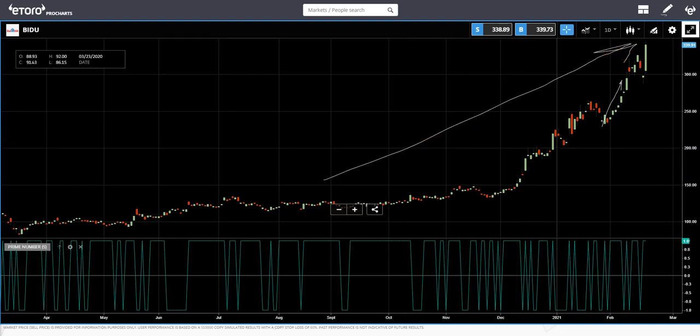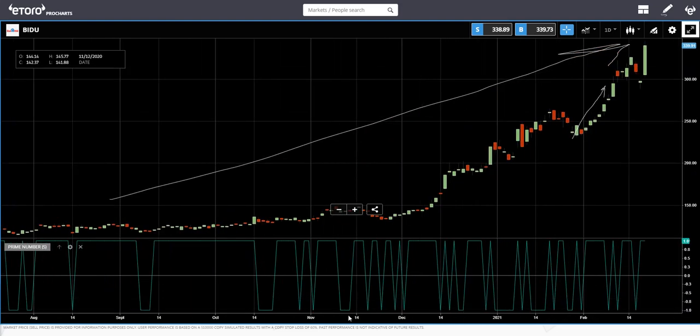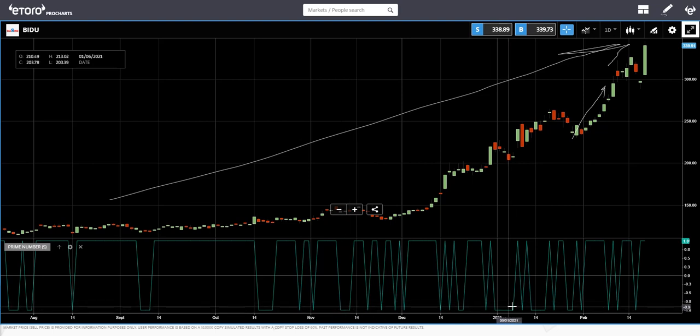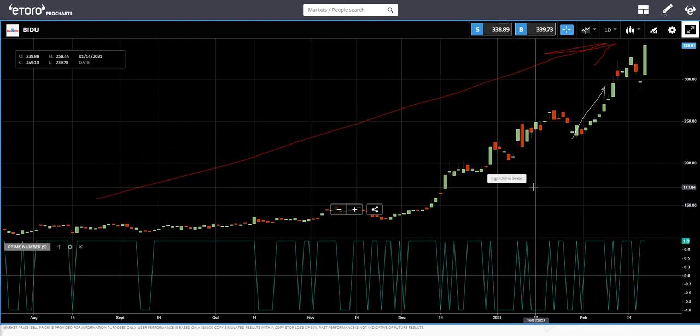Okay, back to the signals. As I said, here we are in an uptrend. When we are in an uptrend, just look for flat sections at the bottom, like here, or here, and here, here.